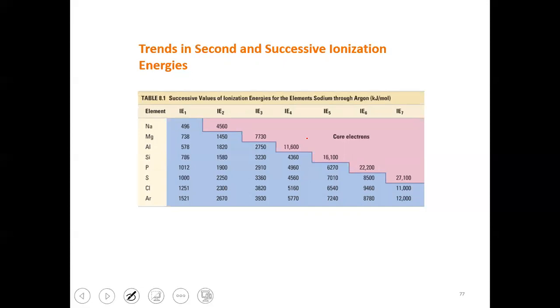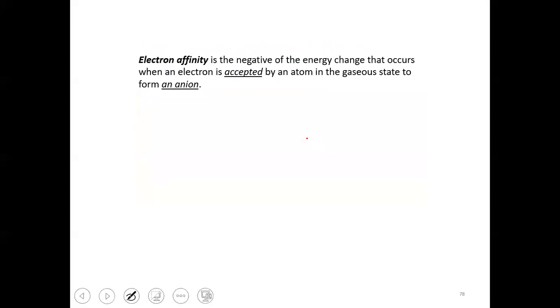Okay, the last property we're going to discuss very briefly is called the electron affinity. Whereas ionization energy is the energy required to remove an electron, electron affinity is the energy change that happens when an atom accepts an electron in the gas state. So let's say I have element X in the gas state and I'm going to add an electron. That's the step that defines it.